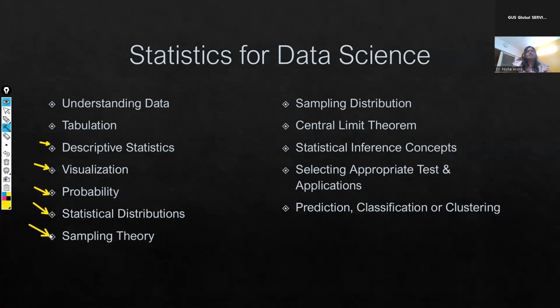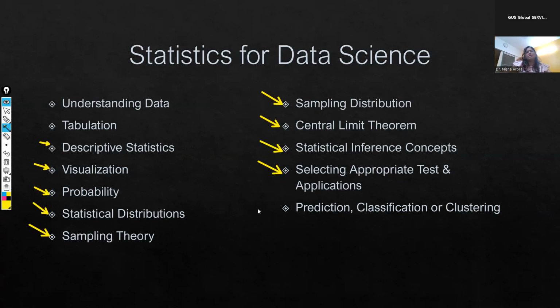Sampling theory, you can skip it if you don't have too much time. The basics: how do you take a sample? What are the sources of bias? Just read that much. That is enough. Different sampling techniques are there if you want to read. Sampling distribution, CLT, inference, and how do you select the appropriate test? There are so many tests out there. So which test? T-test, ANOVA, chi-square, F-test, Fisher's test, which one will you apply?